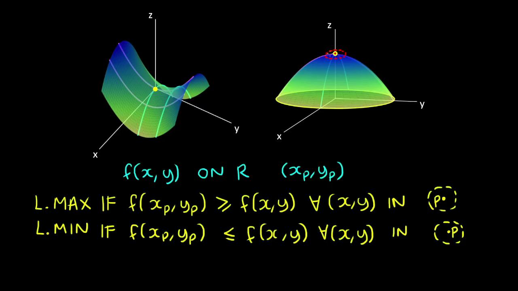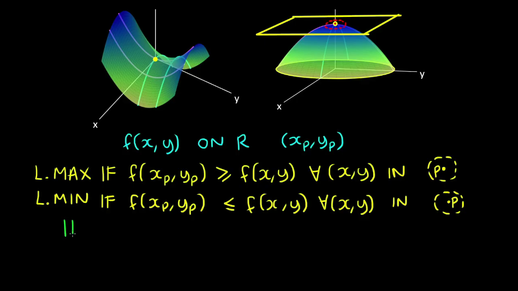And note that the tangent plane at a local minimum or maximum is horizontal. So here, the tangent plane is parallel to the xy plane. And similar to functions of one variable, local extrema are also called relative extrema. Now to find a local minimum or maximum, we use the first derivative test.